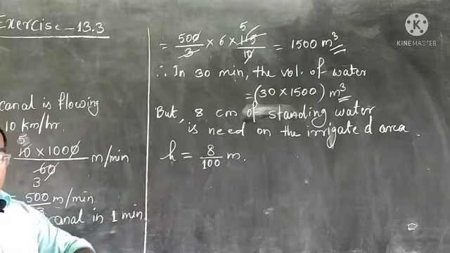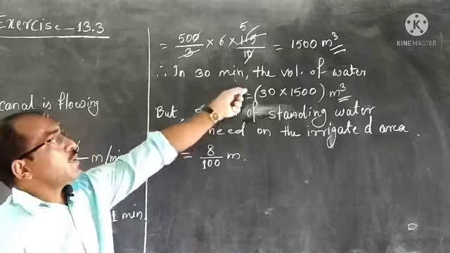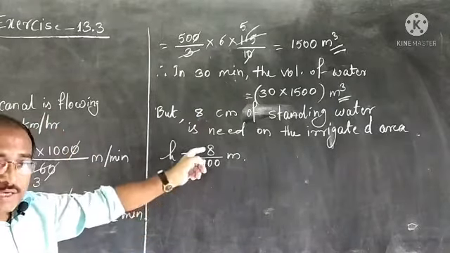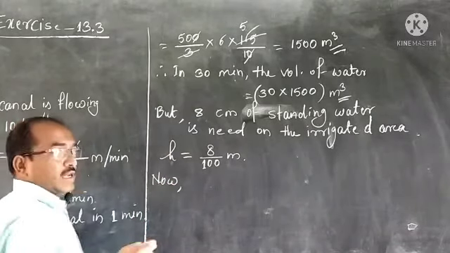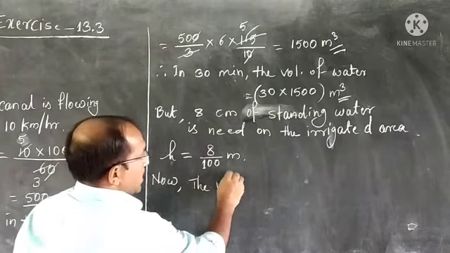We understood that the particular land we are going to irrigate, we are supplying for 30 minutes. This much water will be on that area, and the water is standing for 8 by 100 meter. So, now we will go. The question is asked here, how much area is irrigated? So, the volume of water on the irrigated area.